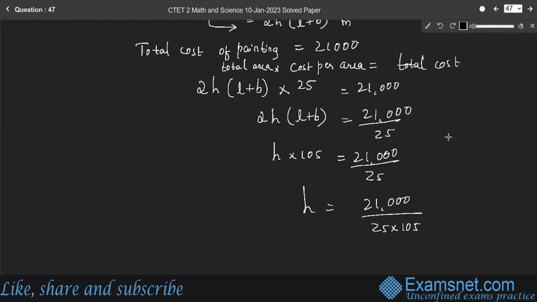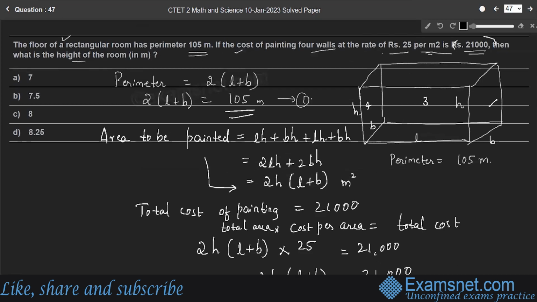Right? So 105 into 2 is 210. So 105 into 200 is this much, 21,000. So 25 into 8 is 200. Therefore, the height of the room is 8 meters, right? So what is the height of the room? H is 8 meter. Therefore, option C is the right answer.